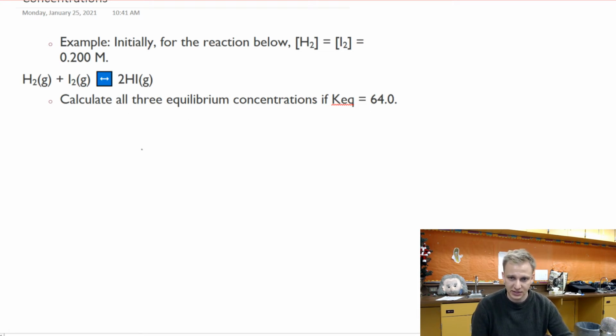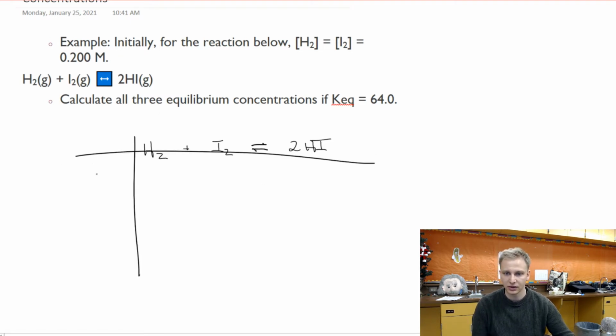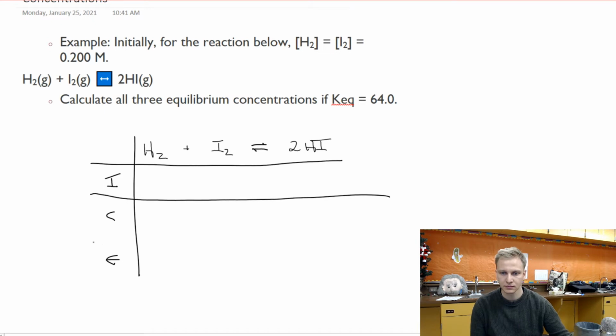So we're going to set up our ice box. I'm going to draw my H2 plus my I2 reacts to produce my 2HI. Let's clean that up a little bit here. And then we're going to fill in our ice box, ICE, and divide it up.